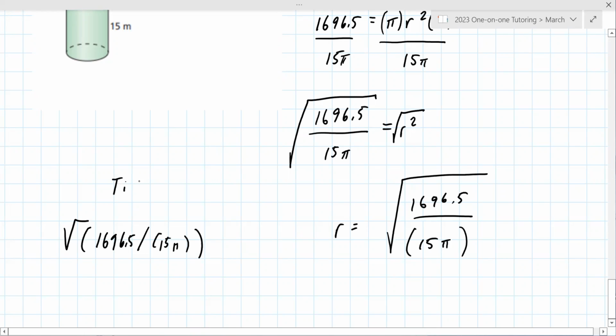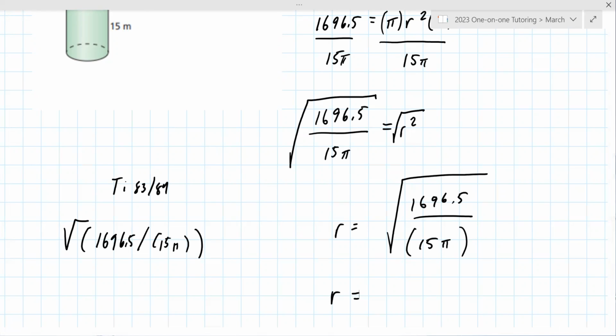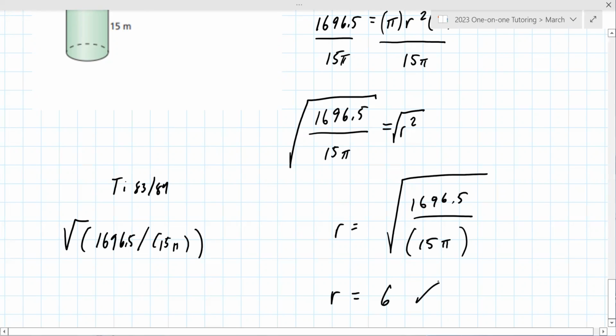So keep that in mind here, because it does work out fairly nice. It's actually a whole number. Okay, I got 6. Yes. Very good.